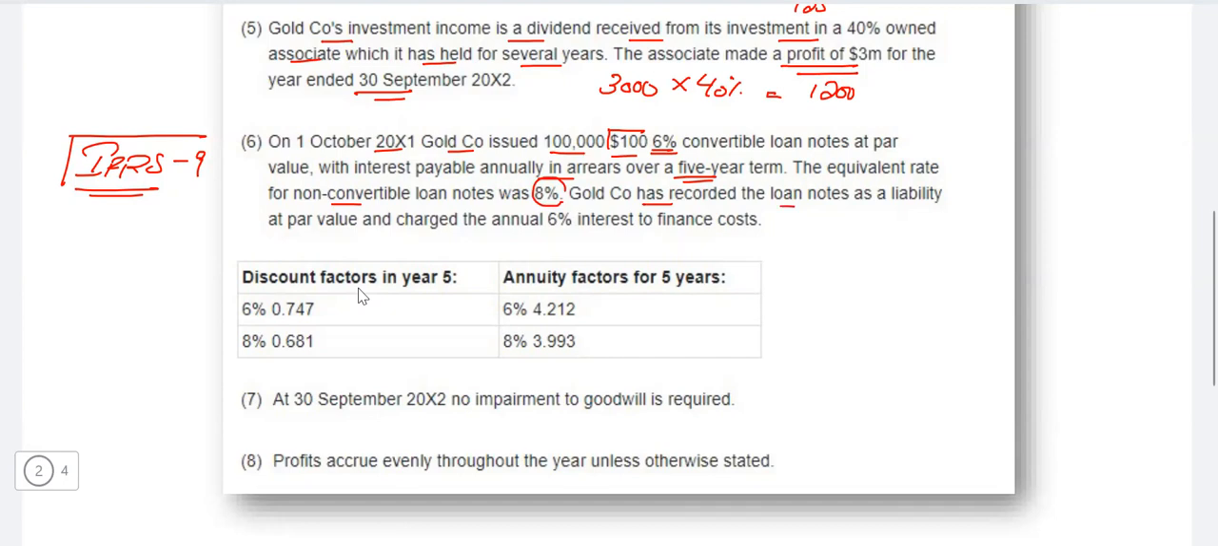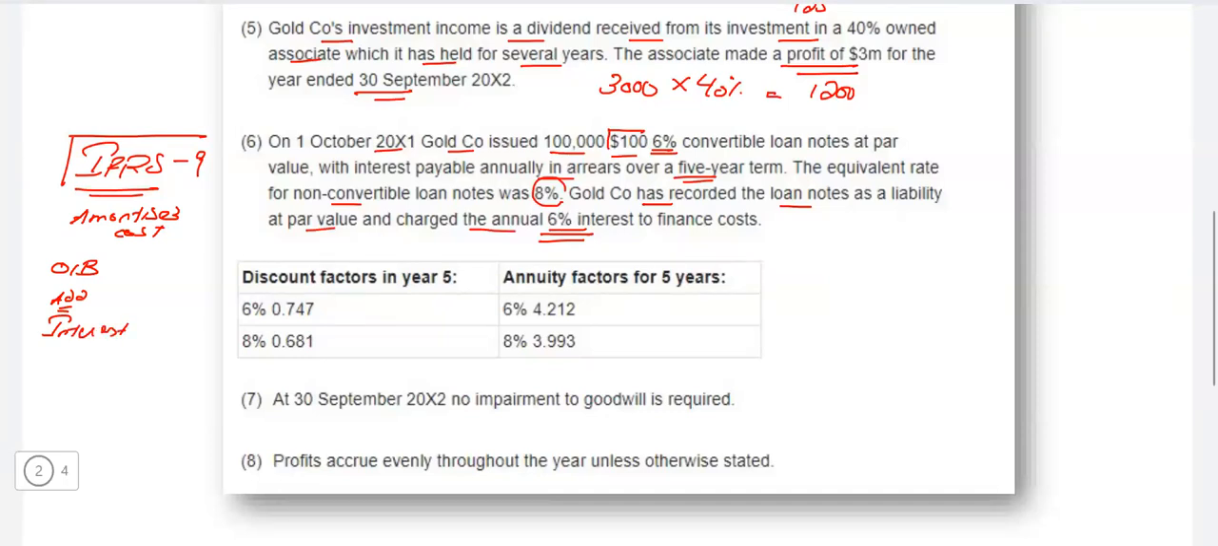Gold Company has recorded the loan notes as a liability at par value and charged the annual 6% as finance cost. And we know that as per IFRS 9, we need the amortized cost working of the loan. I'm just writing it. I will not explain it because this is just a revision. You already know that from the IFRS 9 lecture. We take the opening balance, which is the present value of the debt. We add the interest at the effective rate, which is the market rate.